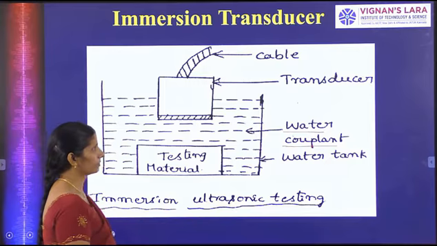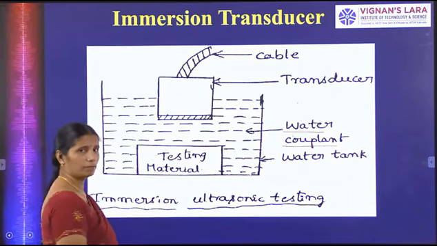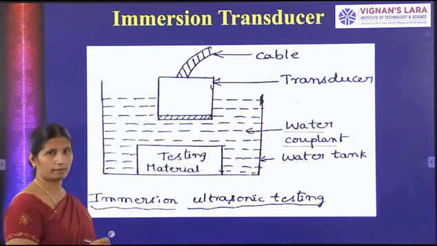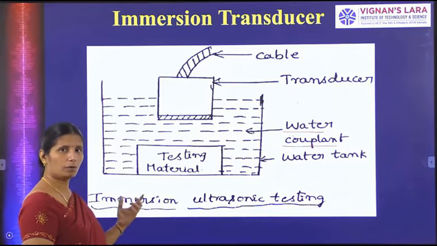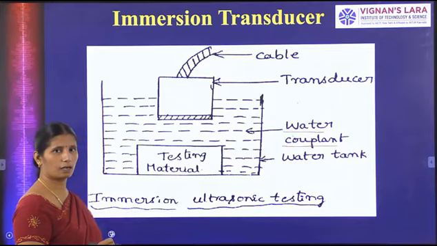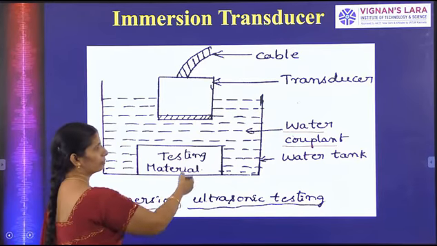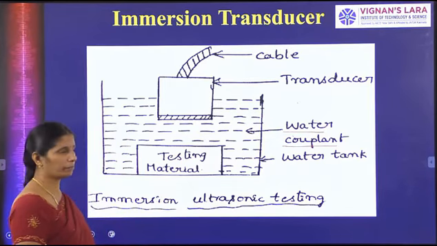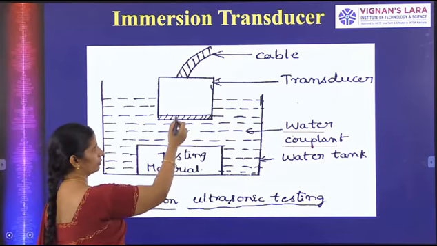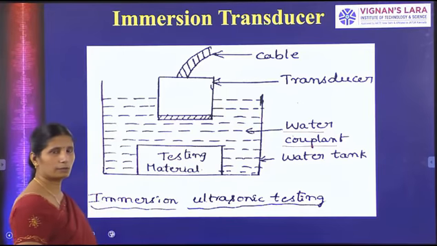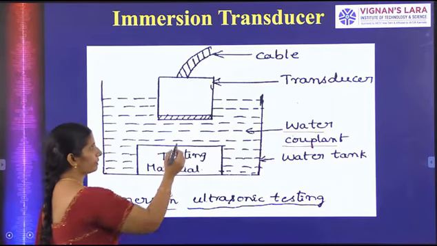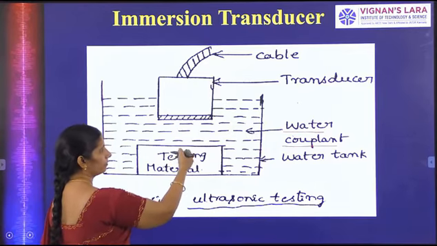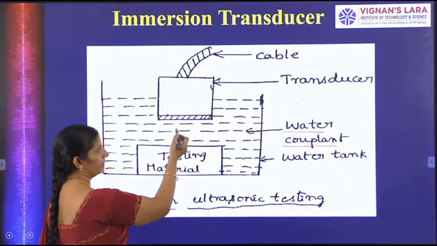We will discuss. In immersion transducers, when compared to contact transducers, more ultrasonic sound energy will be passed through the testing material because there is a couplant between these two. Couplant is used to minimize the acoustic impedance between the two media, that is between the solid and the air.